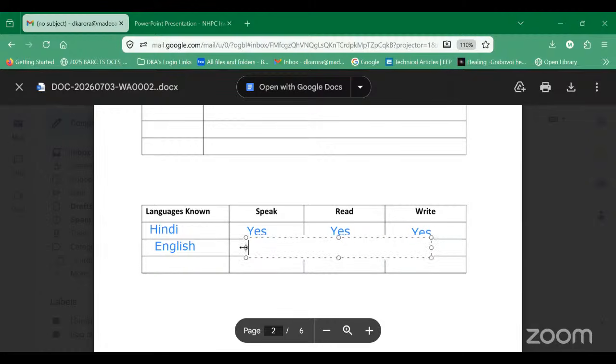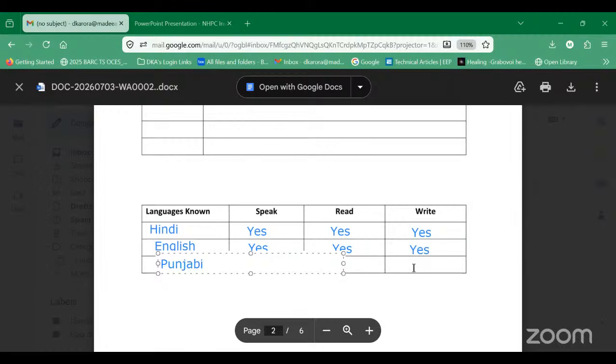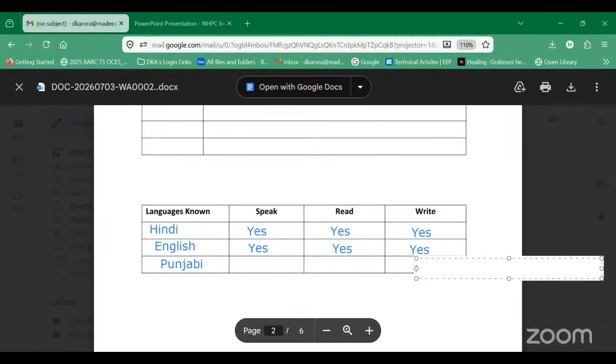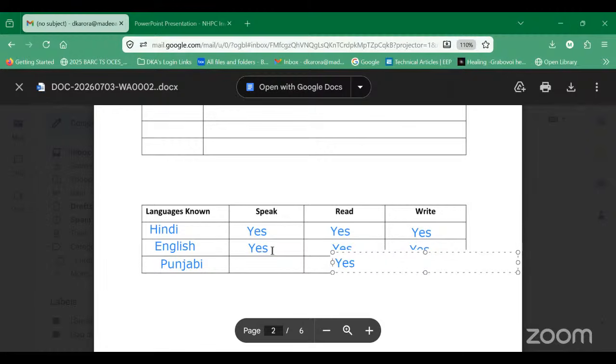Now, in my case, when I write my third language, which is Punjabi, I'm giving it as an example. I cannot write, so I'm writing no here. I can barely read, but I'll write yes here. And I can speak.